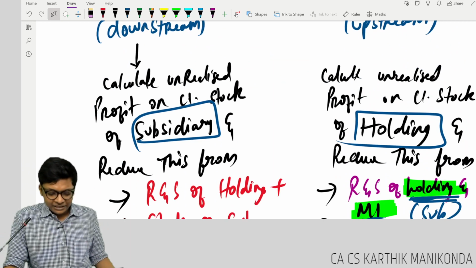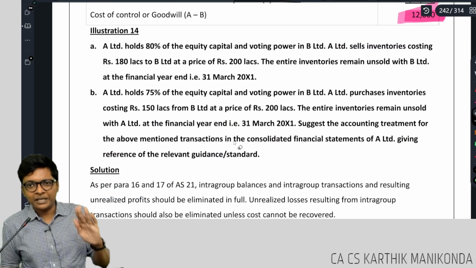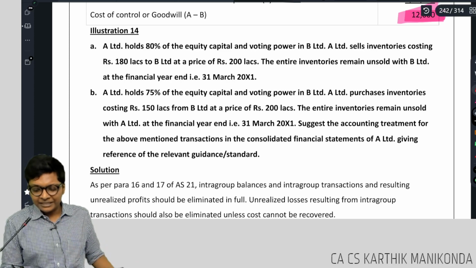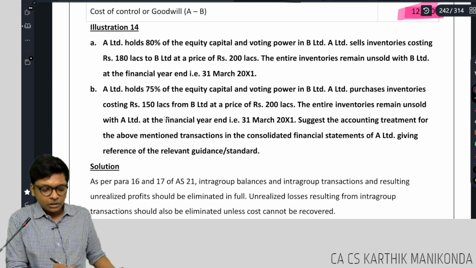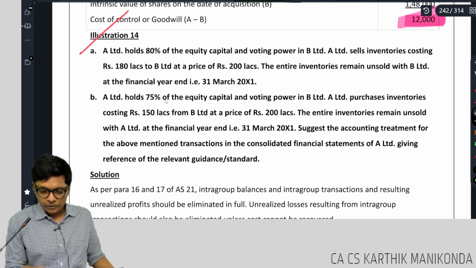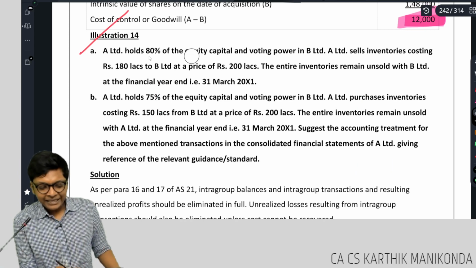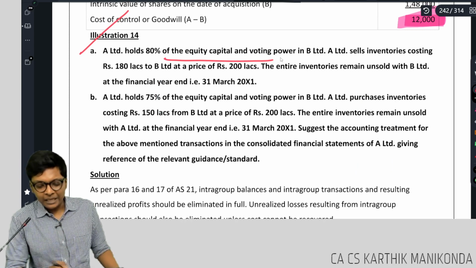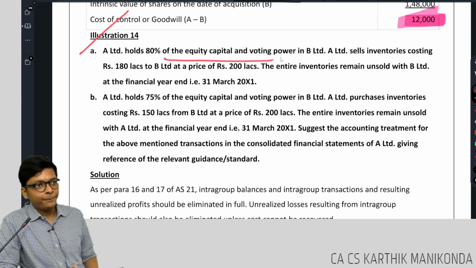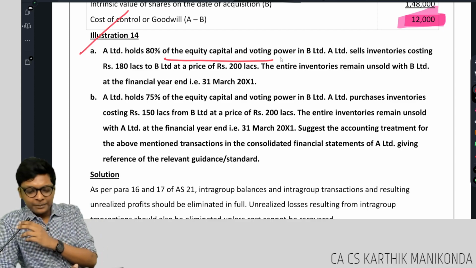Following? So with this background, let's do illustration number 14, which is nothing but upstream and downstream. Let's see if you're able to get this correct. Illustration number 14. Follow. A Limited holds 80% of the equity capital and voting power in B Limited. Who's the holding, guys? A. Who's the subsidiary? B Limited.